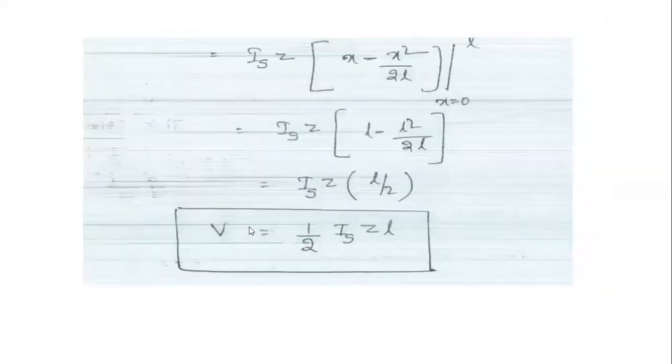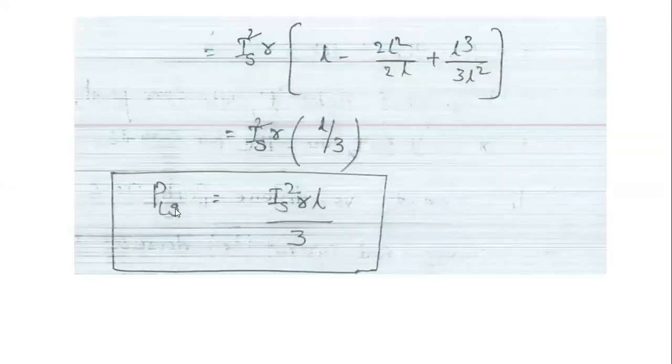Okay, what is the voltage drop? That is half Is into ZL. Here half Is means the sending end current, Z is the impedance and L is the length of that feeder. Okay, this is the voltage drop and this is the power losses.